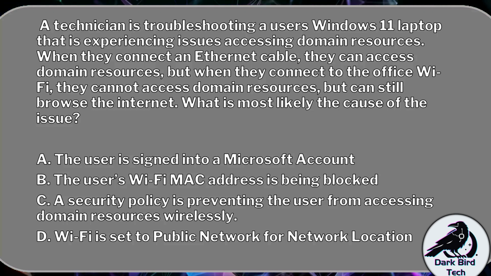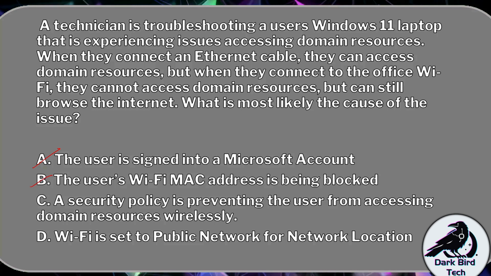And I don't see a reference to the fact the person is using a Microsoft account, so I'm eliminating that. Also, it says they're swapping between Ethernet and Wi-Fi. That's not magically going to swap you from a domain account to a Microsoft Cloud account. So I don't think it's that. The user's Wi-Fi MAC address is being blocked, well then the user wouldn't be able to do anything wirelessly. And it says here they can still browse the internet, so it's definitely not that.